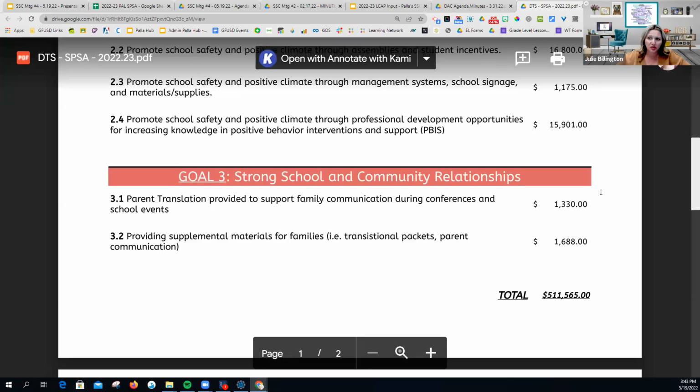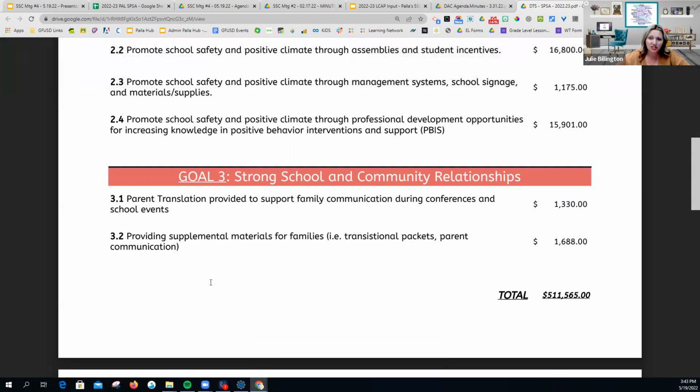And then when it comes to strong school and community relationships, this is where we have that parent translation that's provided during conferences, school events, as well as supplement materials for families. So typically what we do is for our new TK-K students, there's a packet of information as a welcome gift, so to speak, but it talks about the importance of school, the importance of how you can help your child as they're transitioning into school. And then I also purchased this year for our 5th graders, because now they're moving on and going on to middle school. So it's more of that transition to middle school. And so it has different things, not just for the student, but also for the families. How can you help? And what are some things that you look for as your students are getting older, and how you can help them, and that connection with their student.